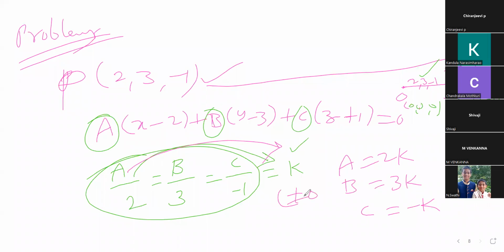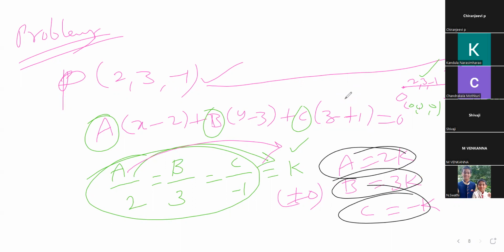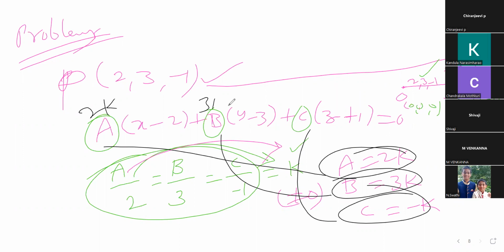This ratio should be some number I am supposing. Whenever A, B, C take these three values, if you substitute them into the equation, you will get 2k into (x minus 2) plus 3k into (y minus 3) plus minus k into (z plus 1) equals 0.